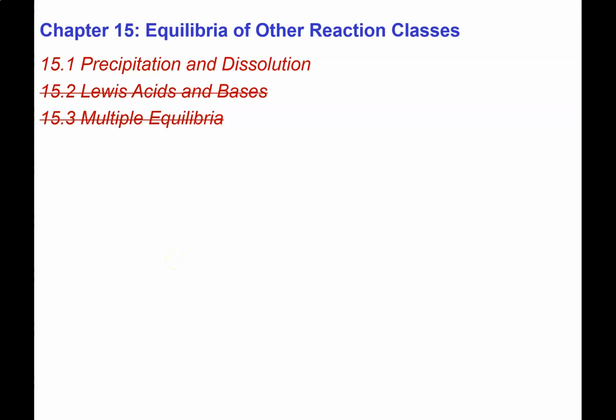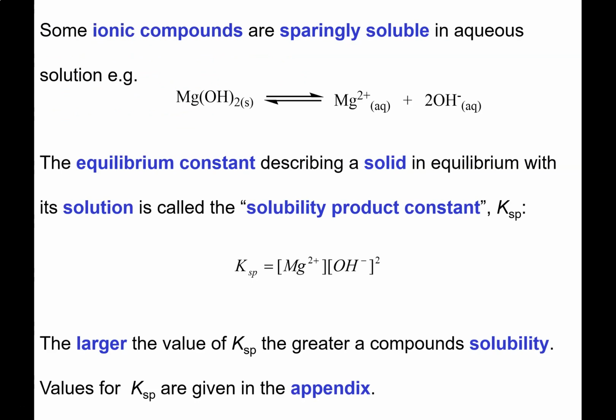In Chapter 15, we study other classes of equilibria, and in particular, we're going to be focusing on equilibria associated with precipitation, that is forming a solid, and dissolution, that's things dissolving. So way back in Chemistry 161, when we were studying precipitation reactions, we noted that some ionic compounds are not very soluble in aqueous solution. And a classic example of these are a large number of metal hydroxides.